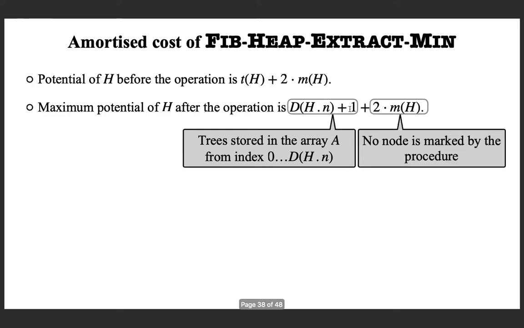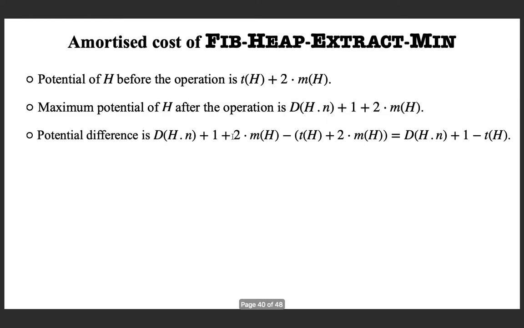Then there is no increase in the number of marked nodes, because no mark is introduced by the procedure. Maybe there is a possibility of decreasing the number of marks, but there is no increase. So the maximum potential can be given as this. Now, what is the potential difference? The difference between this quantity and this quantity, which can be verified exactly as this.